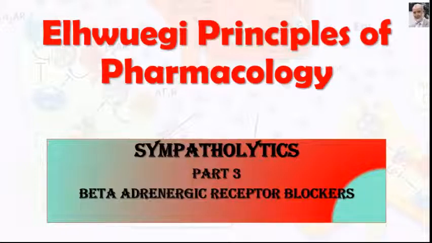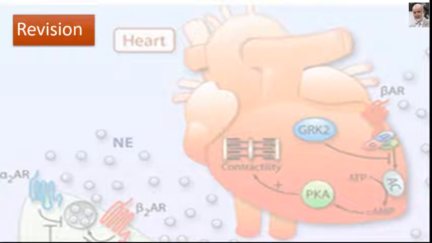This group of drugs has very important clinical application, especially on the cardiovascular system. As we have said several times before, the heart contains mainly beta-1 receptors, and as we have said, beta-1 adrenergic receptors are always excitatory.